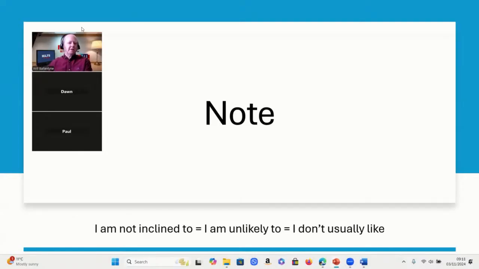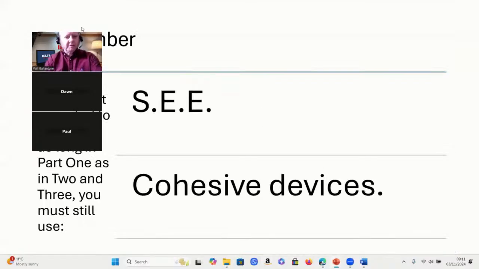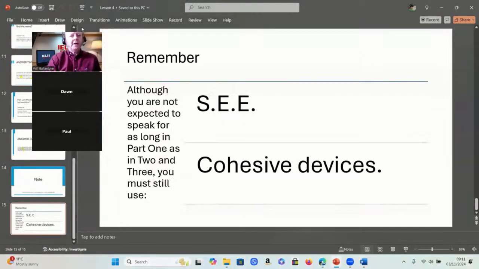So when we're answering these part 1 questions, we don't want to say I like or I don't like all the time. We want to try and say other phrases that sound like better vocabulary. And so I'm not inclined to, and I'm unlikely to. So these are good instead of, you cannot say them all the time, but it helps. So that's what we looked at when we were looking just a little bit at part 1. Then I gave you homework, right? So that was what we looked at.